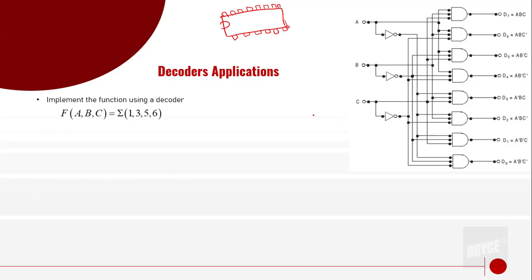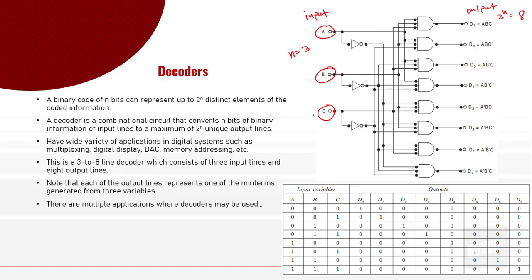if you can recall kanina, ayan. So pagka 0, 0, 0, etong D0 ang nagwa-1. Tama? So etong D0, pwede ang function ko dito is A prime, B prime, C prime. Bakit? Itong output na D0, nagwa-1 lang siya dito sa combination na to. So A prime, B prime, C prime.